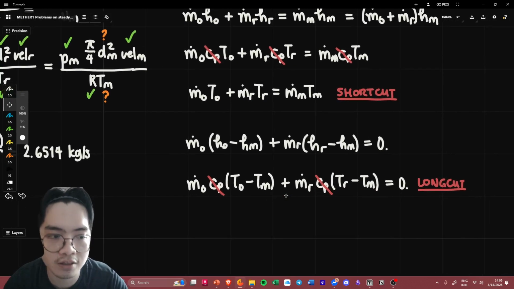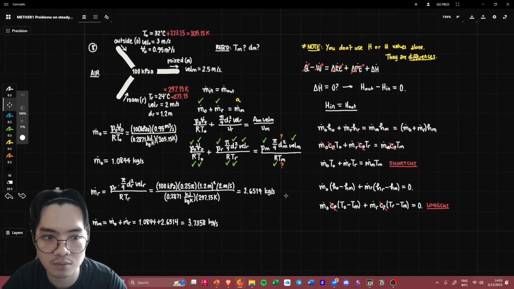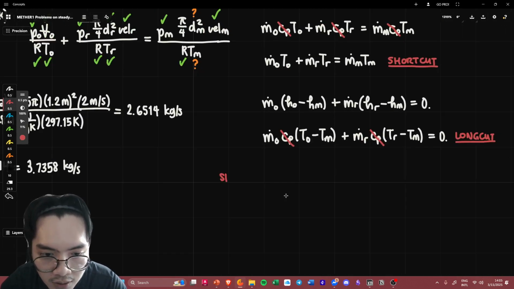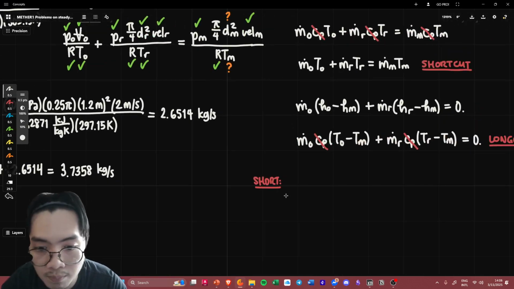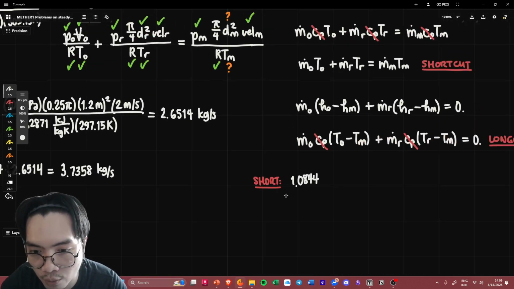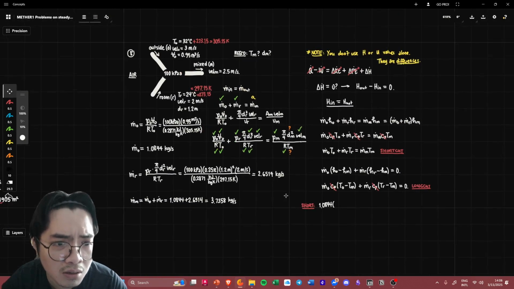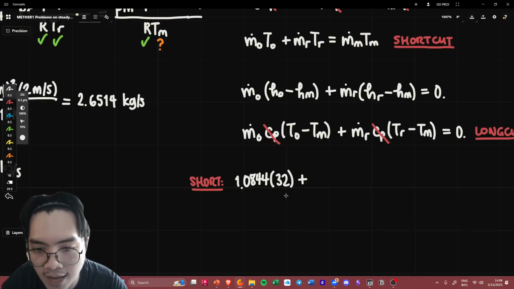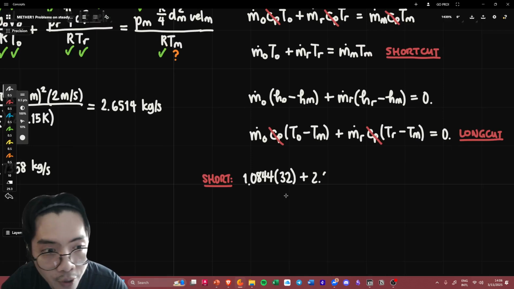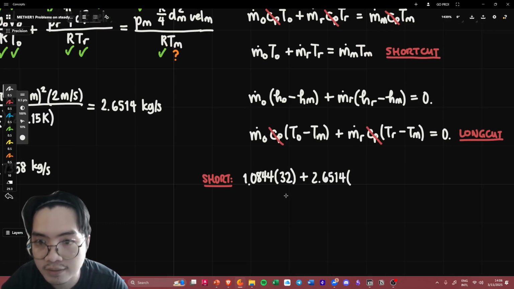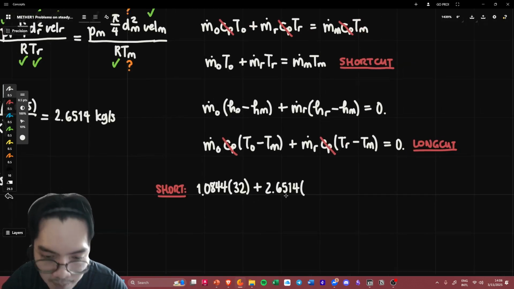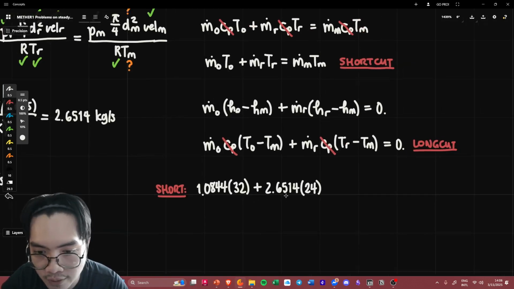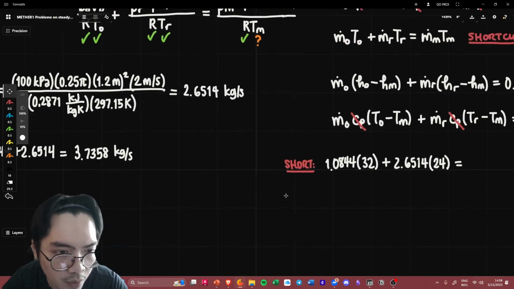Let's try the shortcut first. Where should we put the shortcut? In here. Your MO is 1.0844, and your TO is 32. Now, your MR is 2.6514 times your TR. MR pala yun. Your TR is 24. Therefore, your mixed air is just 3.7358.